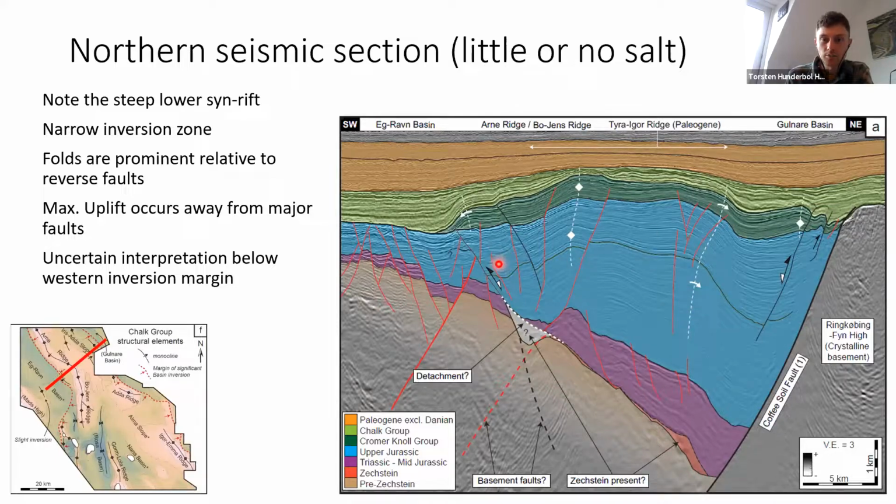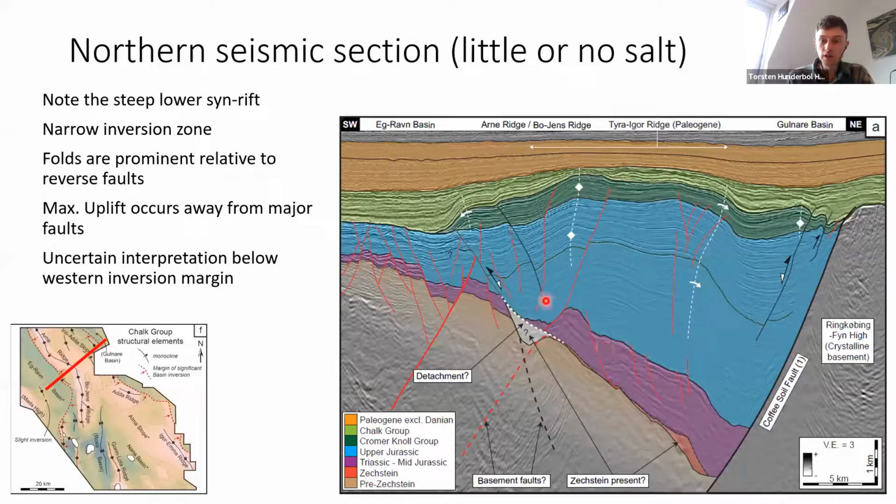At the same time, you have a bit of reverse reactivation on normal faults, but it's not a lot compared to the degree of folding. You still have this southwest verging inversion trend here, and this peak or anticline here is actually the northern continuation of one of the thin-skinned structures from the section before.